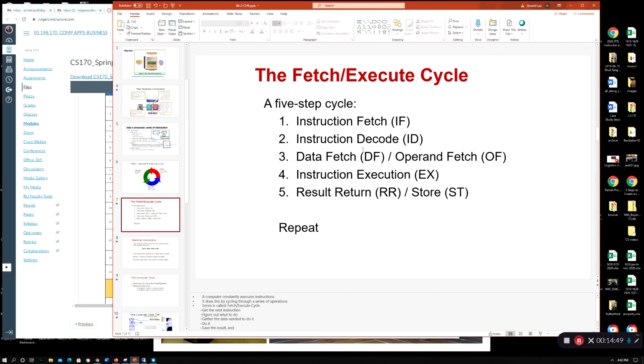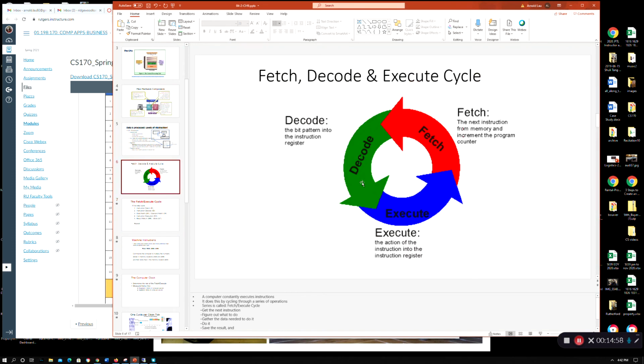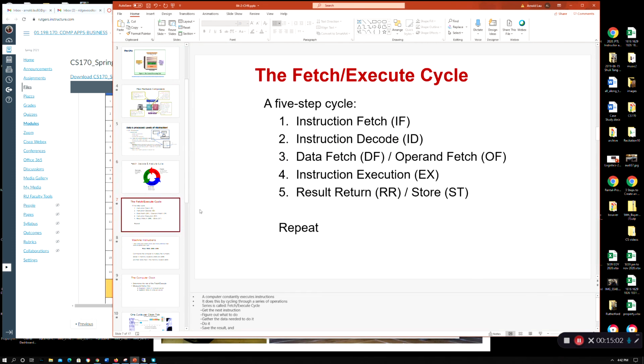This breaks it out in a little more detail here, but it's the same circular motion. See this repeat down here? So it's the same thing, like this circle here: fetch, decode, execute. And it breaks it down like this, okay? So you have the fetch instruction, a 5-step cycle. Then you have to do a decode, figure out what you're going to do.